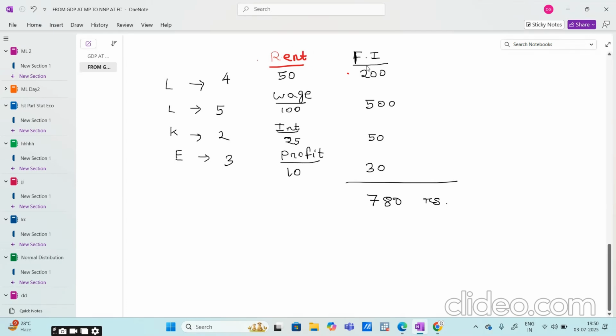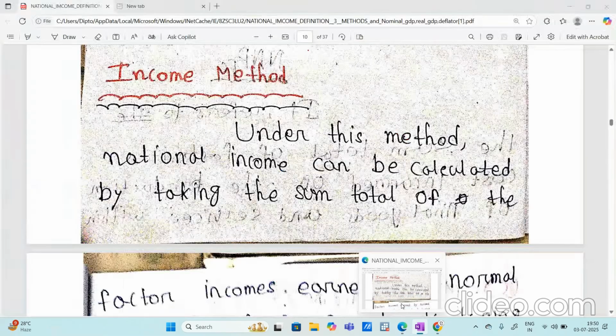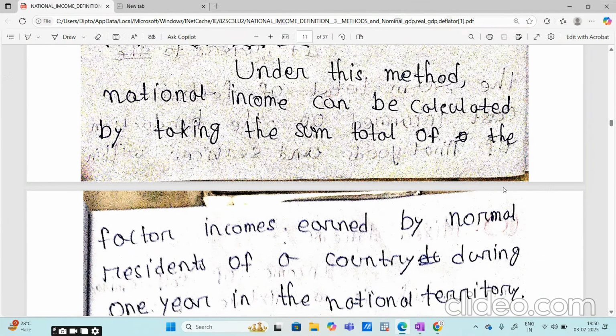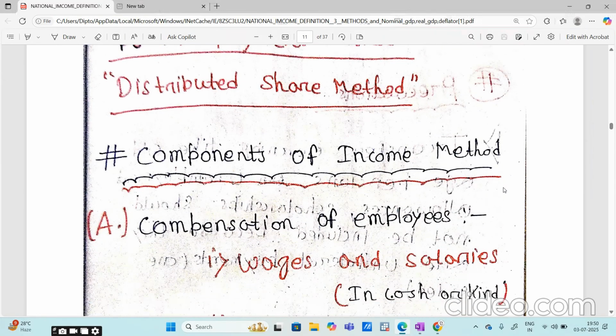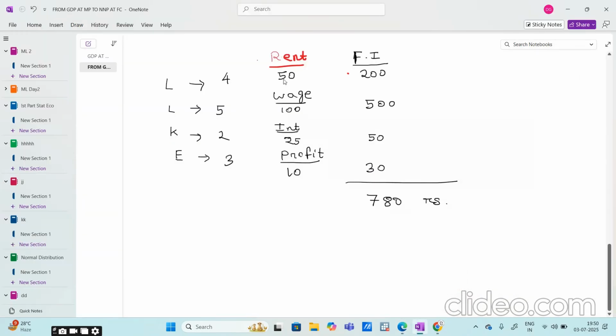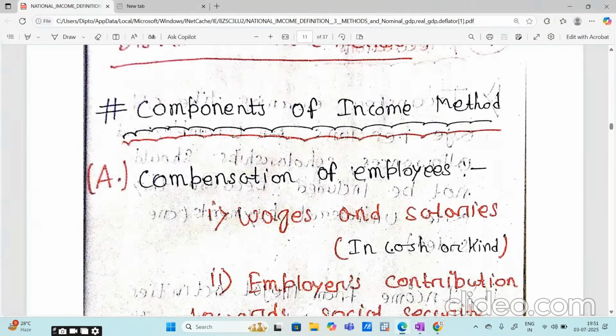But although I have explained it in a very simple way, it is not that simple. There are some complexities, but at the end I will show you that more or less the method is the same as whatever I have shown you earlier. At the end I will show you how you can relate that in the income method we are actually adding rent, wage, interest and profit. But before showing you that, let me just go through this part.